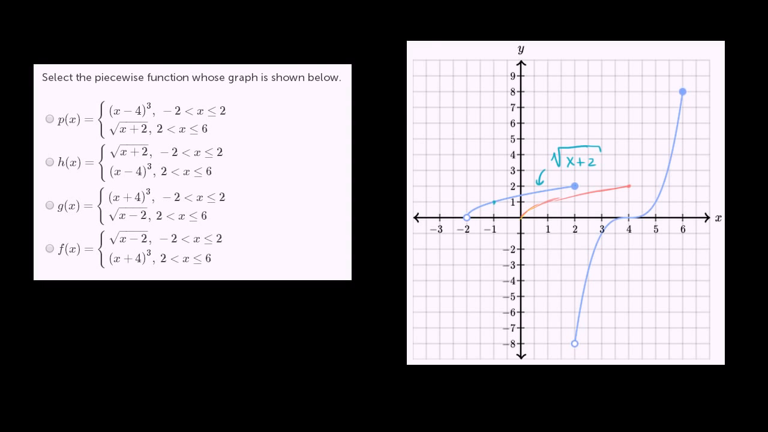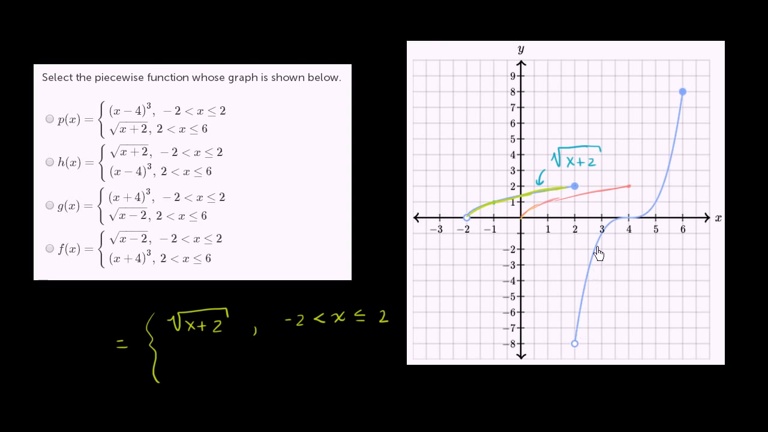So let's see. It looks like our function would be, and I'm not going to call it anything because it could be p, h, g, or f. But our function, if I were to write it out, it looks like over this first interval, it's the square root of x plus 2 for -2 being less than x. It's not defined at -2, but as long as x is greater than -2 and x is less than or equal to 2. So that's this part of the function. And then it jumps down.